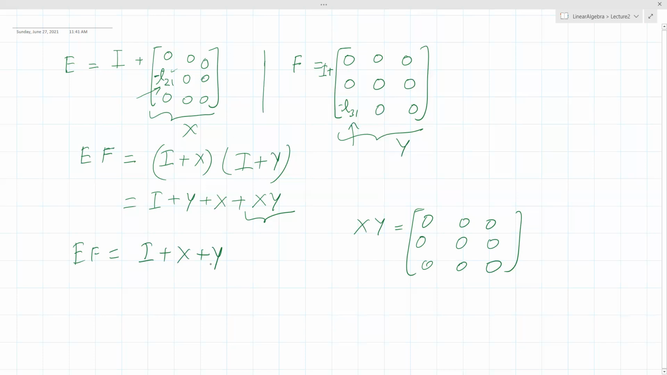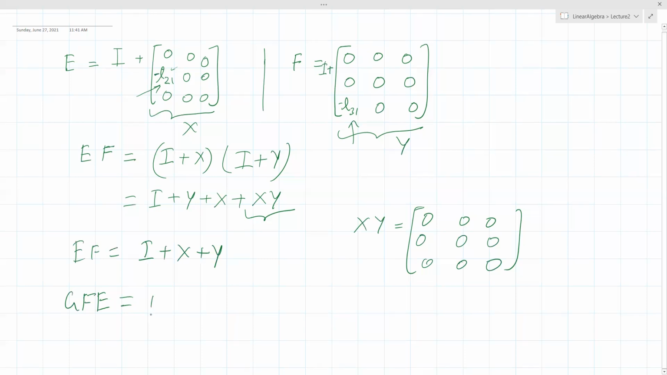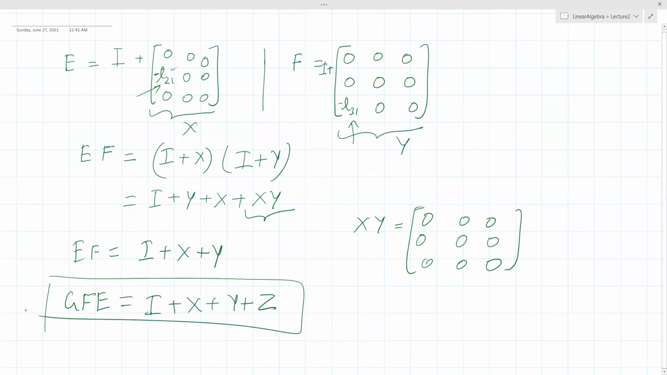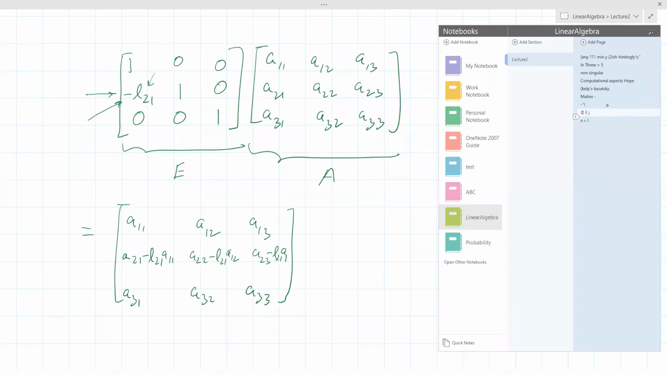So in the previous case, we had GFE. If I do that, what will I get? I plus X plus Y plus Z. Is that okay? You can do this at your own leisure. You can extend this to 3 points. So this is what you will finally get. Is that all right? Yes, sir. Okay. So now let us go back to where we were.